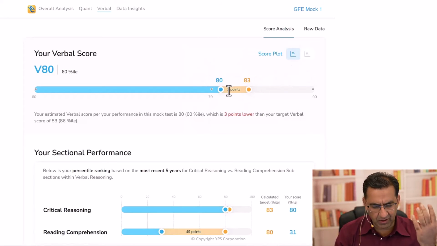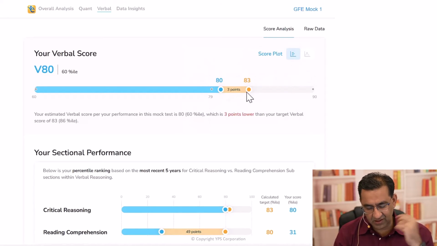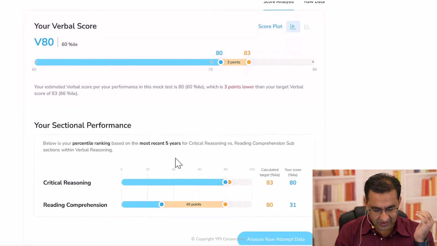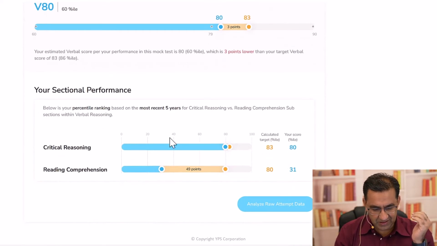You don't need to worry about, hey, should I aim for 85, 86? You know, 83 is what your goal is, which is 86th percentile. And clearly, the moment you see this, you can really see that reading comprehension is the issue. There's a lot more headroom over here. Your current ability score is 31st percentile. Your target needs to be around that 80th percentile, and 49 percentile points is what you need to improve.